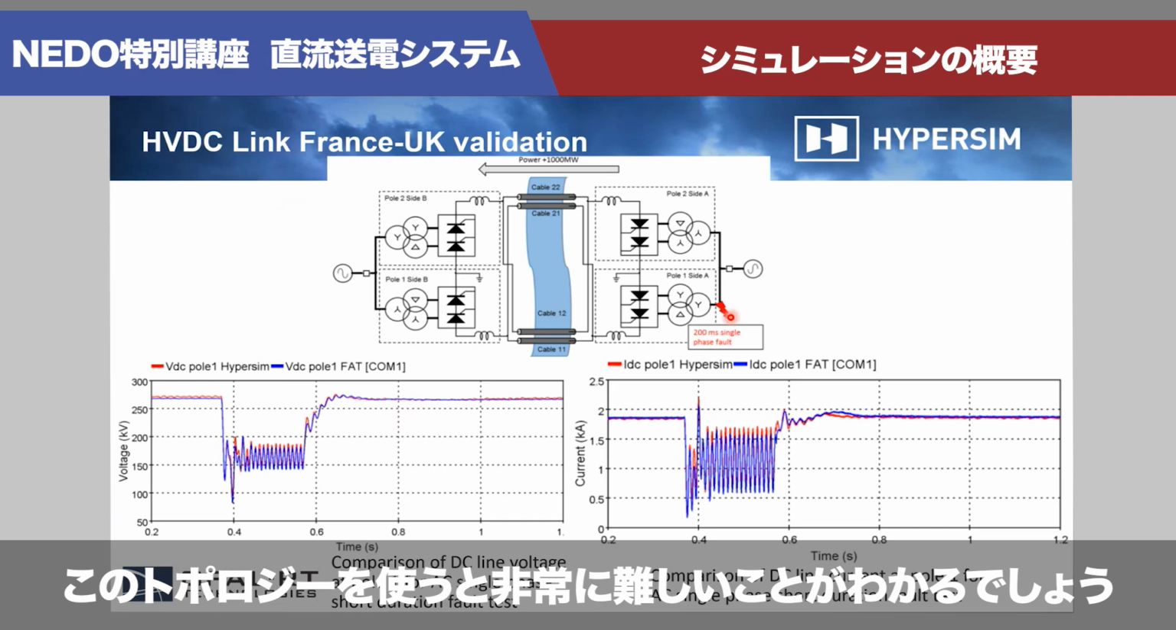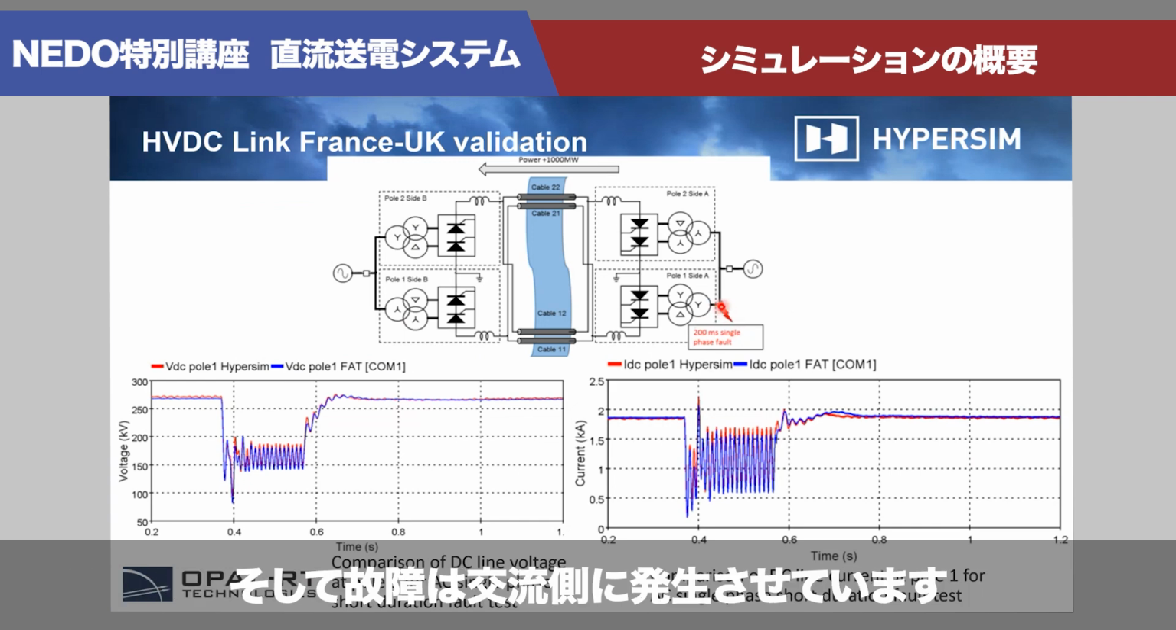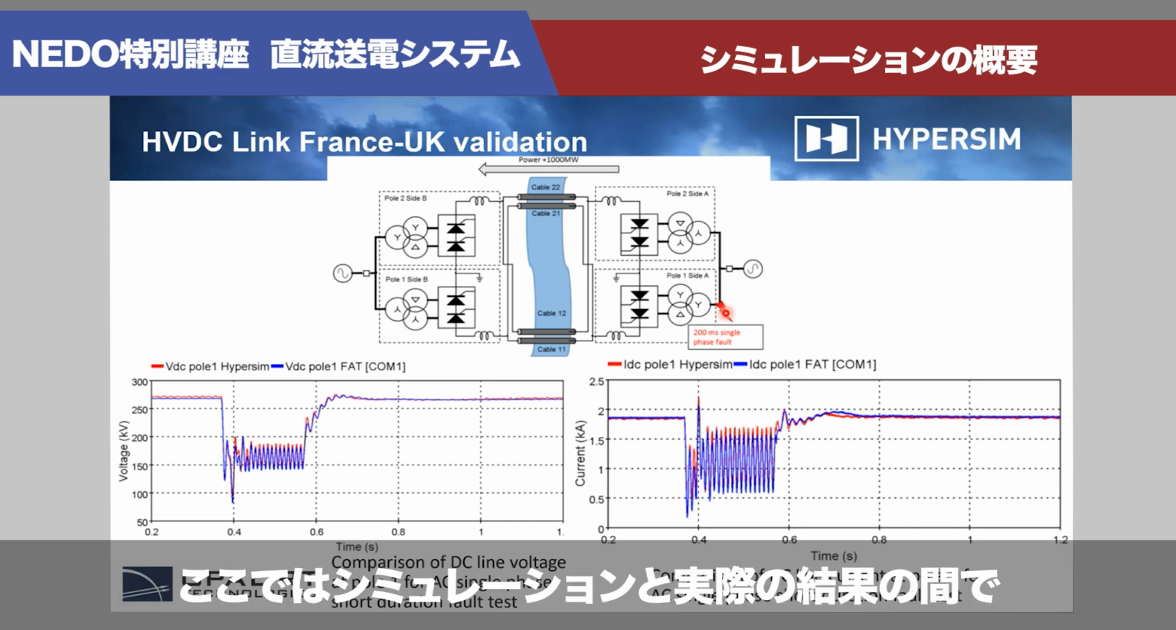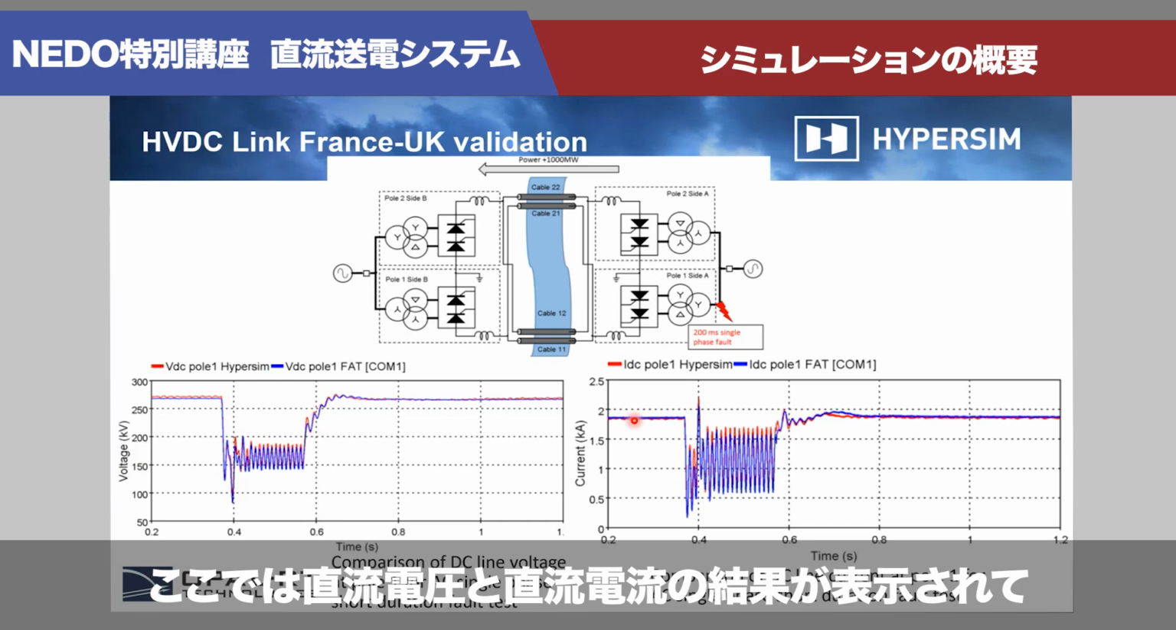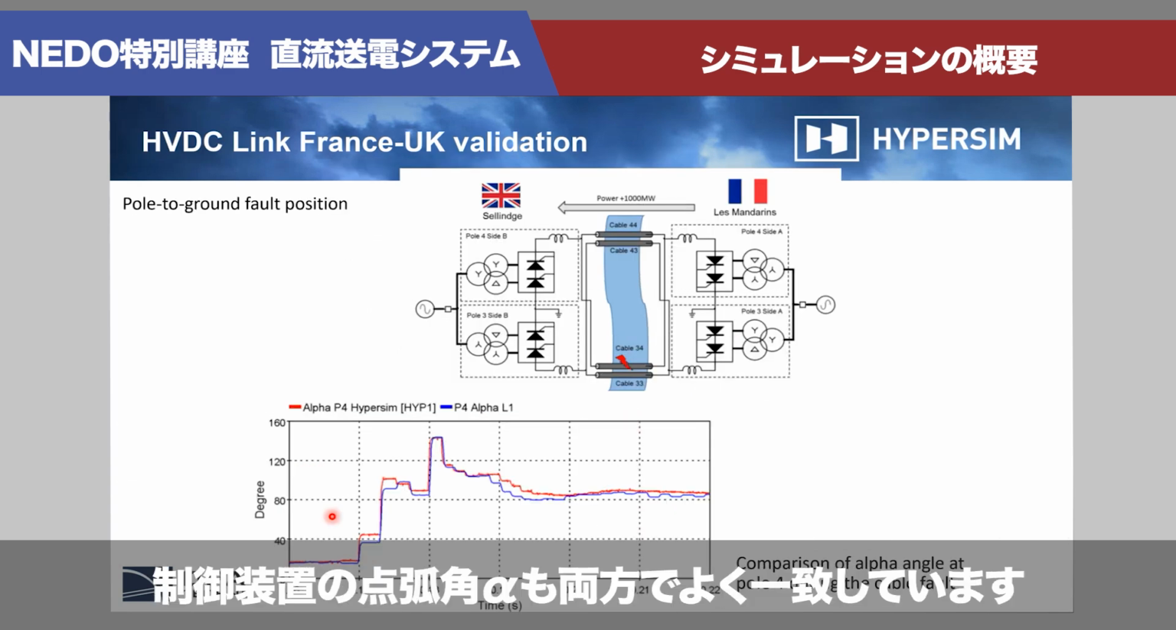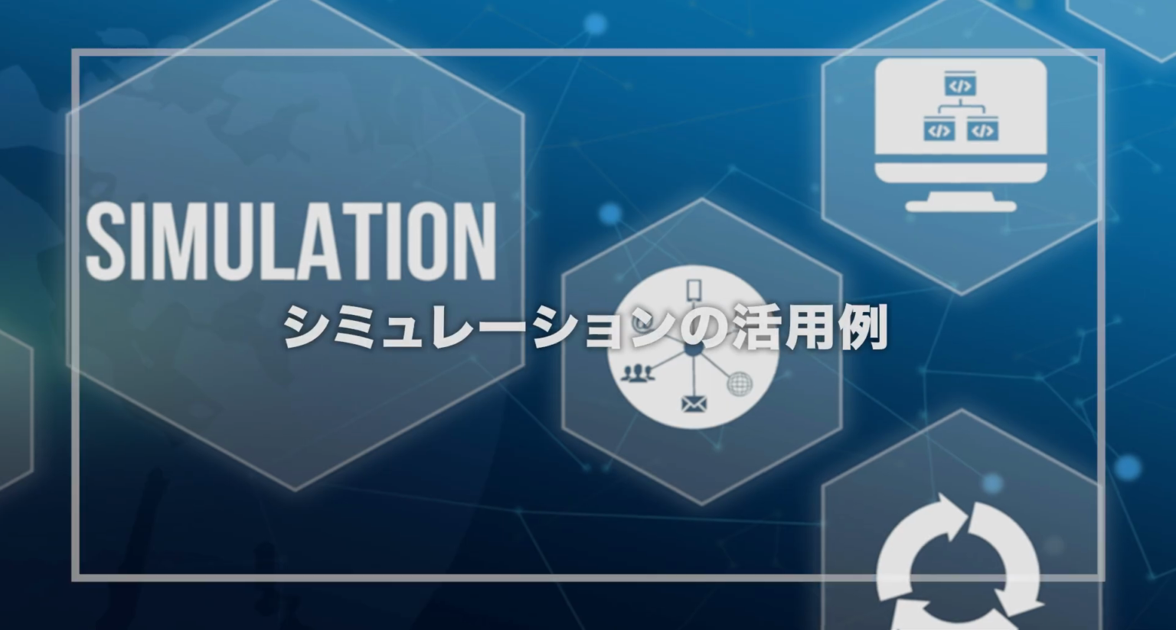Using this topology, you see the fault was applied on this side here, on the AC side. You can see that the DC voltage of the pole between the simulation and the result are almost exactly the same, and the current. So here you have the DC voltage, the DC current, the result, and the alpha angle of the controller is also very, very similar in both cases.